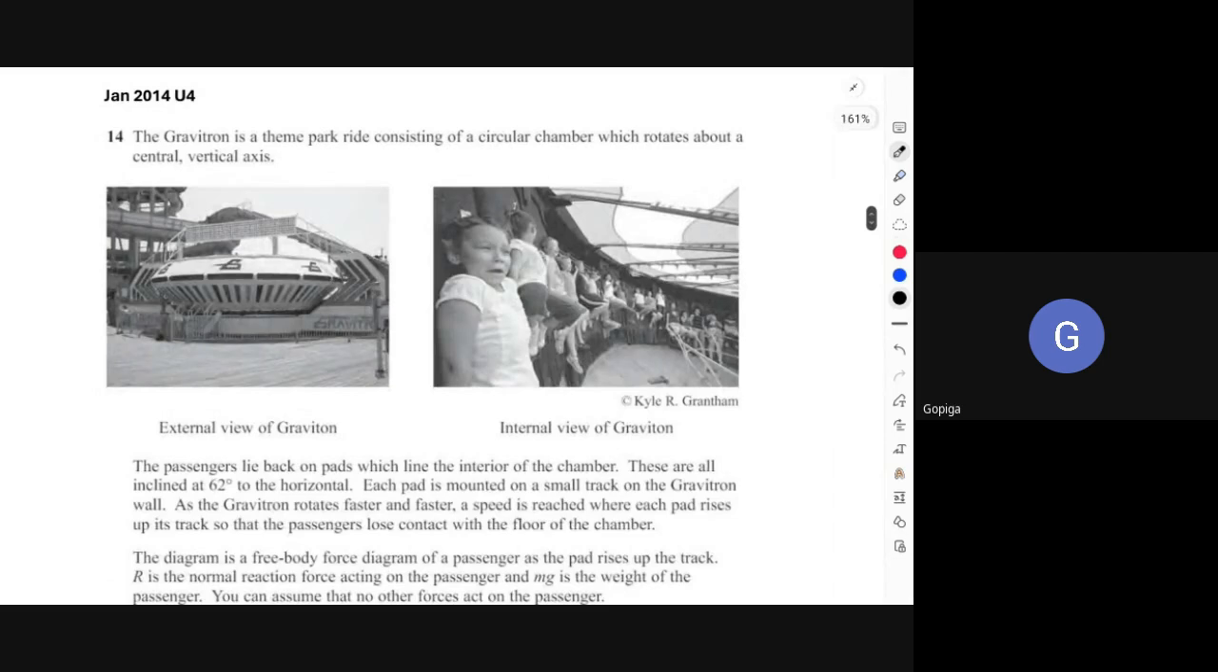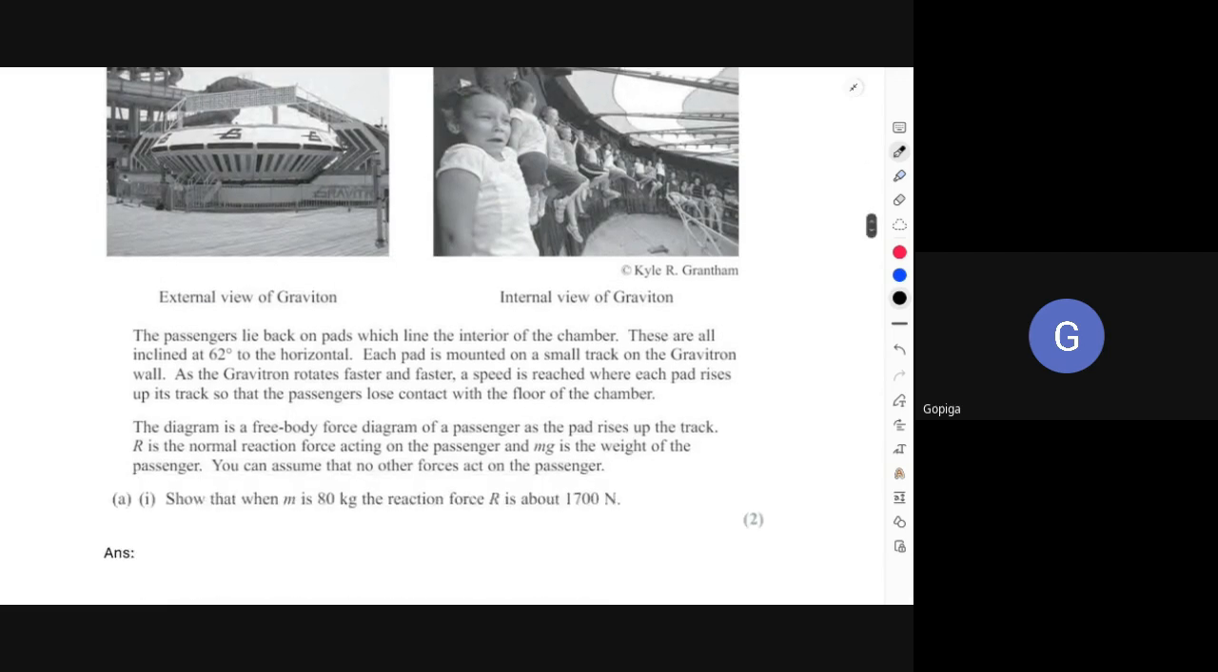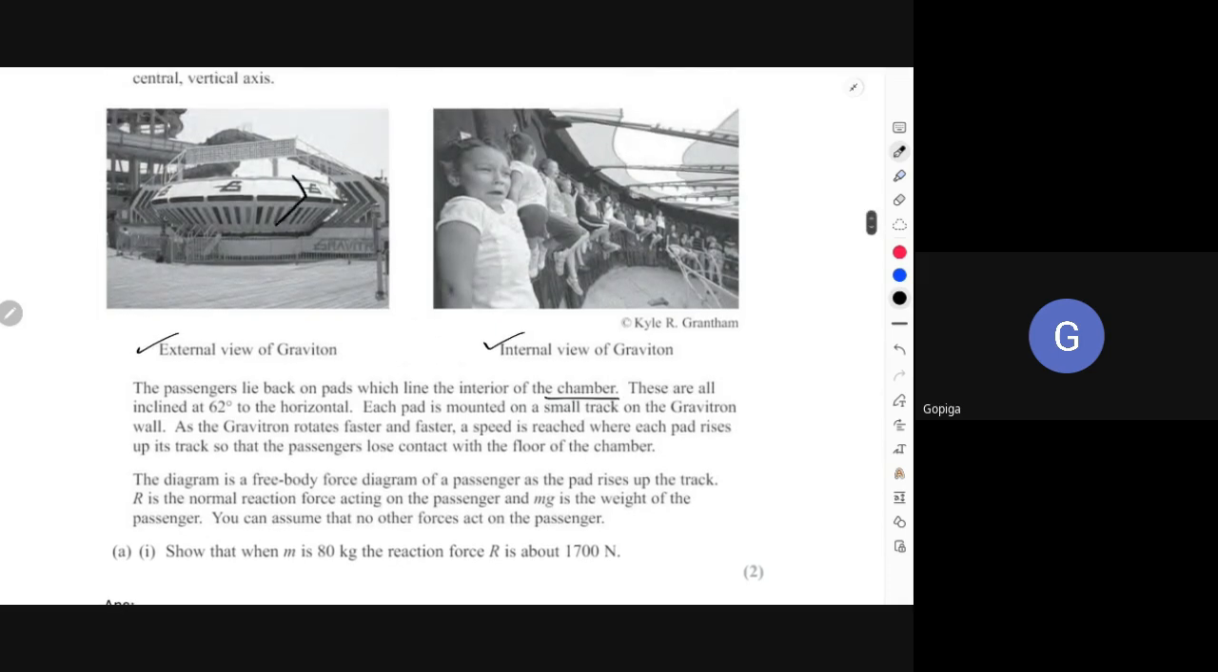Now, over here it says that the Gravitron is a theme park ride consisting of a circular chamber which rotates about a central vertical axis. The external view of the Gravitron is this one, and this is the internal view. Passengers lie back on pads which line the interior of the chamber. As you can see, the chamber is inclined, right? And this is the interior of the chamber, where the beds for the Gravitron passengers would be. So passengers would lie onto the pad, and then it will rotate on a circular pathway.